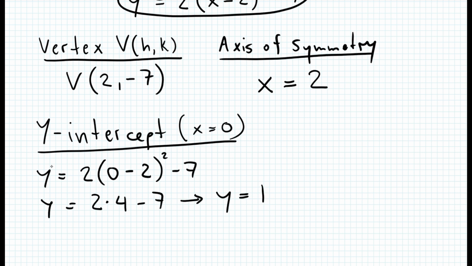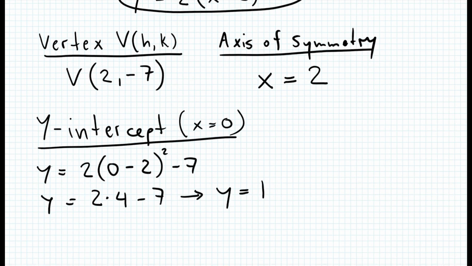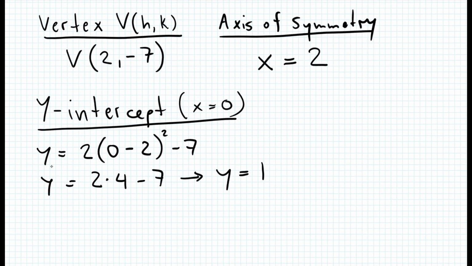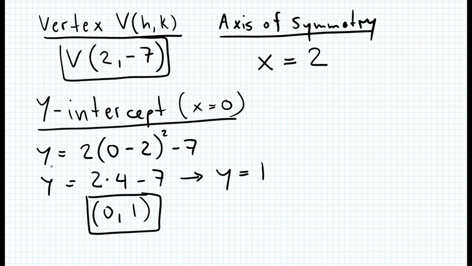Okay, so basically what this means is that the graph of this parabola will intercept at the following point, (0, 1). Okay, so that is actually the y-intercept. Let me actually box everything in here, all the quantities that we needed to find. And that's basically it. So this is all the information.